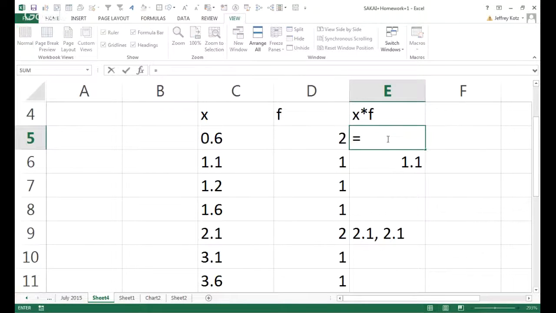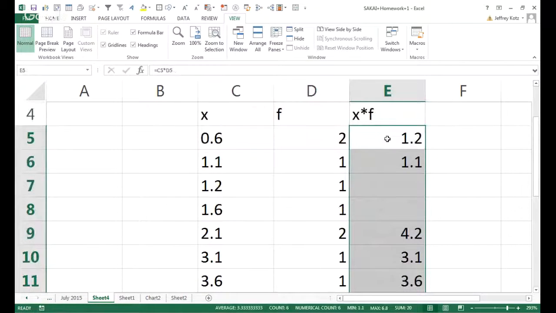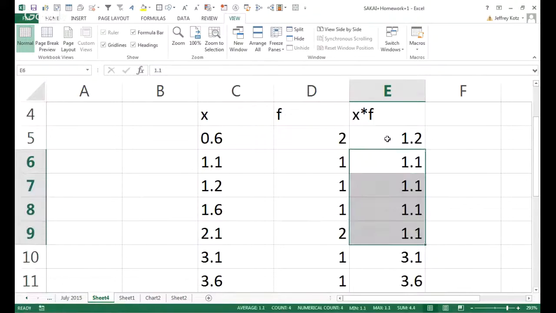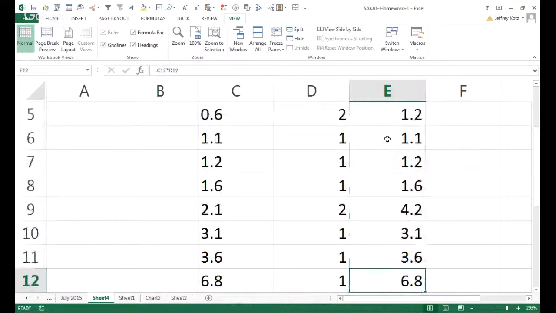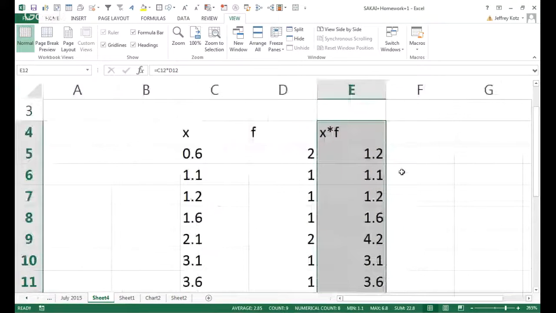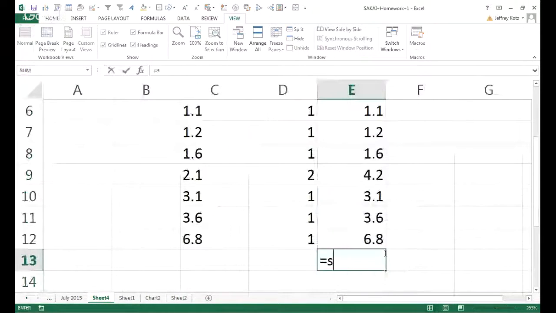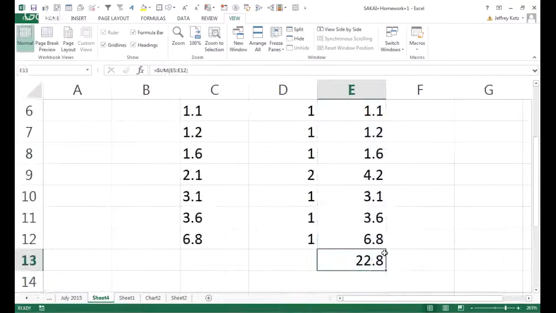So if I just take X times F, repeat this for the entire column. I said the entire column. Thank you. I can see that the sum of all of these is 22.8, as we did before. The sum is 22.8 gigs. That's the sum of X times F.